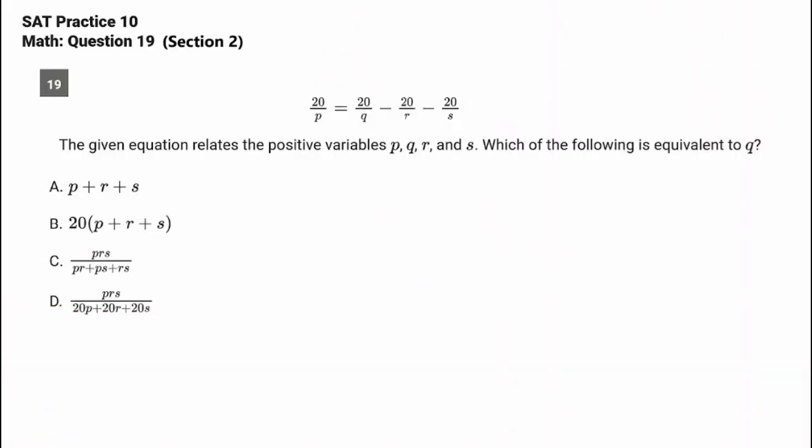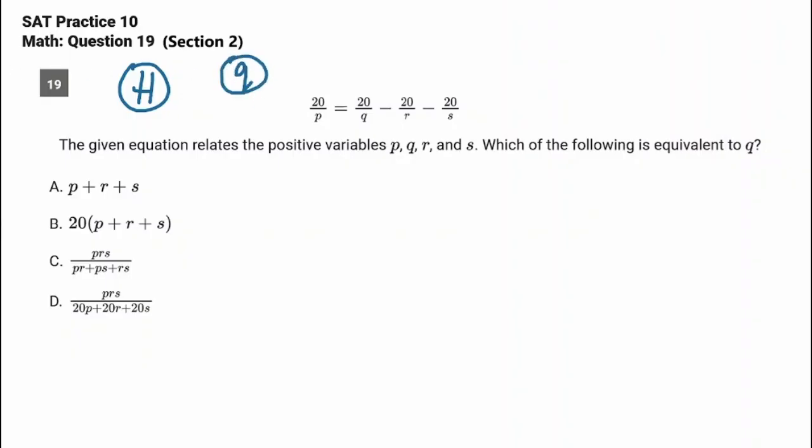We're on SAT Practice Test 10, Math Section 2, Question 19. What's the level of difficulty supposed to be here? It's supposed to be hard. Got an equation. The given equation relates the positive variables P, Q, R, and S. Which of the following is equivalent to Q? So we're looking for Q. Let's write it down and circle it.